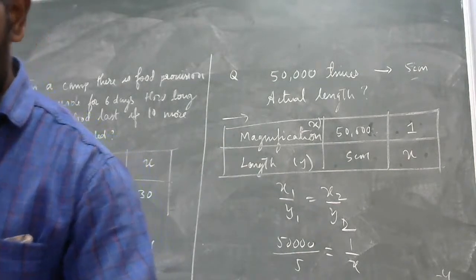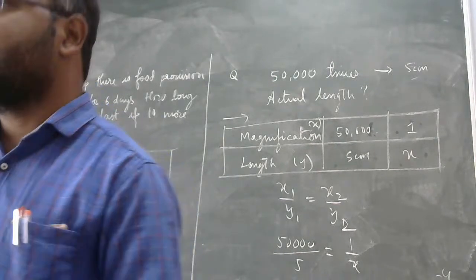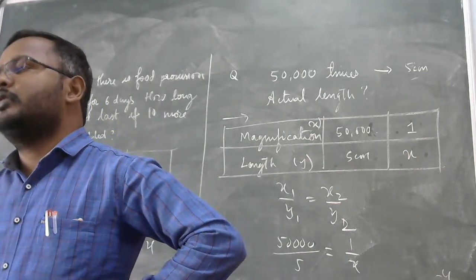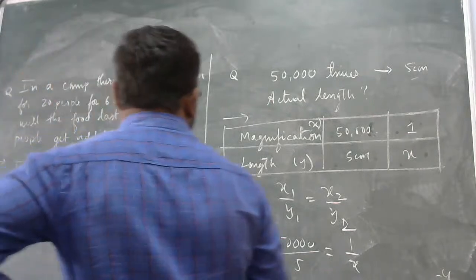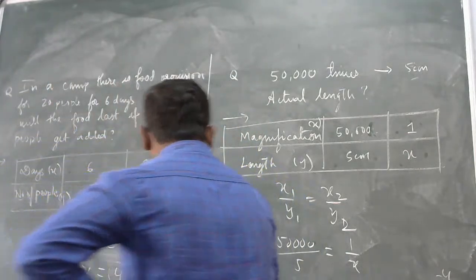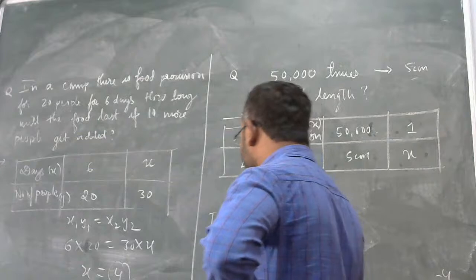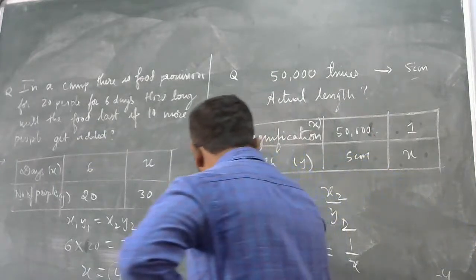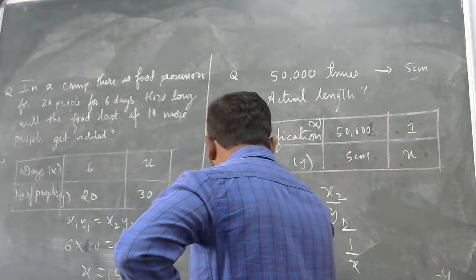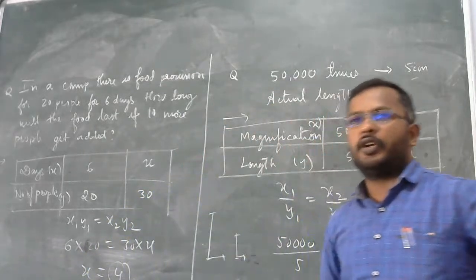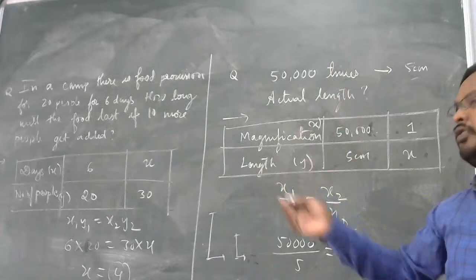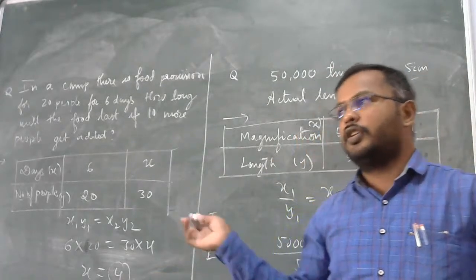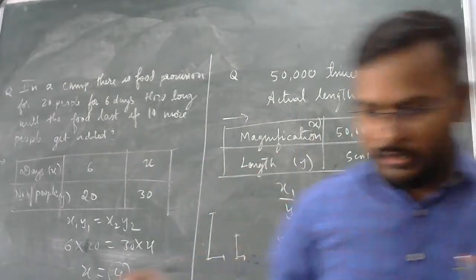And similarly, the shadow question. Shadow is also direct or inverse? Direct. If it is a longer pole, then it will cause a longer shadow, and if it is a shorter pole, it will cause a shorter shadow. So it is a question of direct proportion.